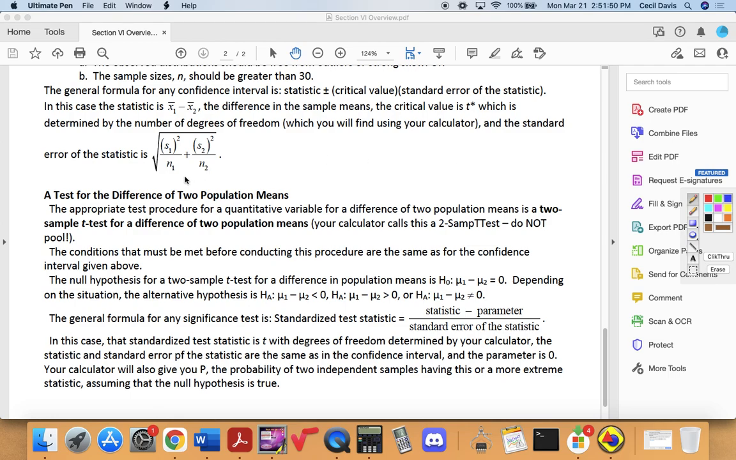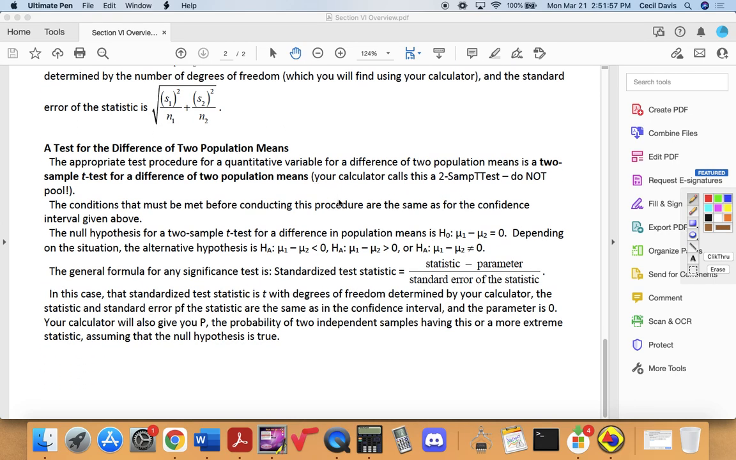And the standard error of the statistic, again, that's given on the blue sheet, so you don't have to have that memorized. And then the test for the difference of two population means is very similar. The conditions are the same. The null hypothesis is that the difference is 0, or that they are equal to each other. Either way you want to write that is fine. And then depending on the situation, your alternative is that the difference is negative, positive, or just non-zero.